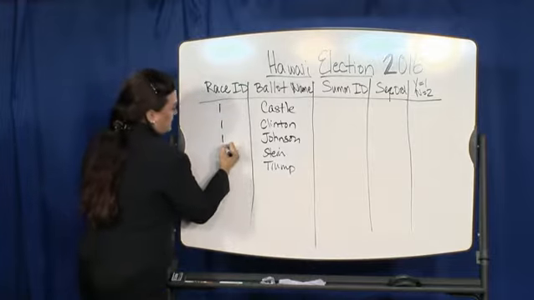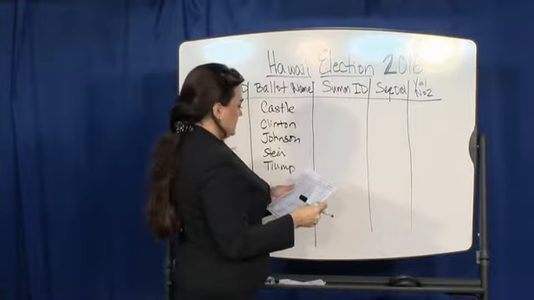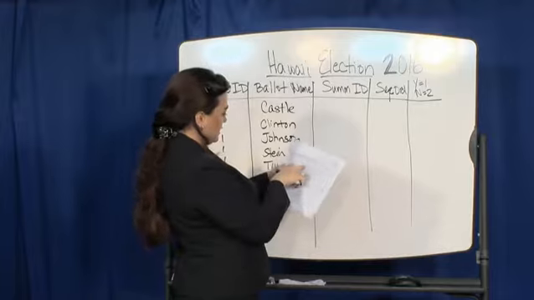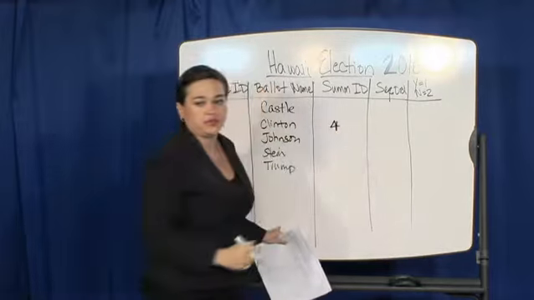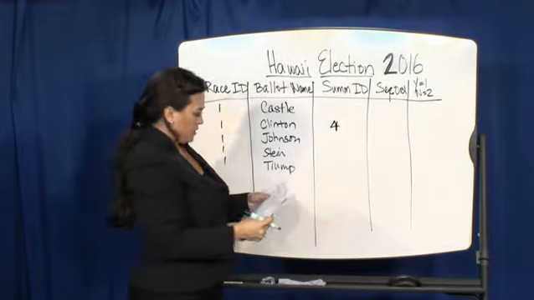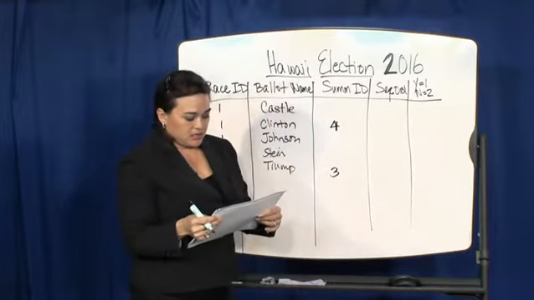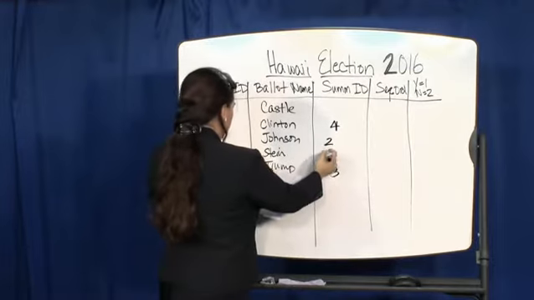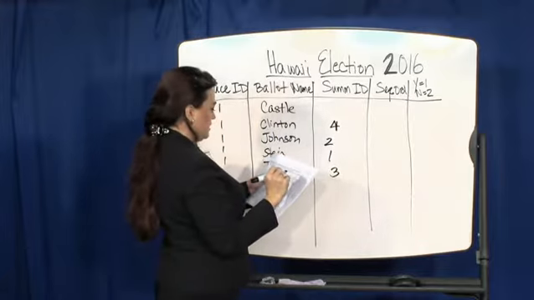This is all race ID number 1, okay? That was the first big race. Summary ID now becomes, summary ID, Clinton now becomes 4. This is taken from the text file. Trump becomes 3. Johnson becomes 2, and Stein becomes 1, and Castle becomes 5.